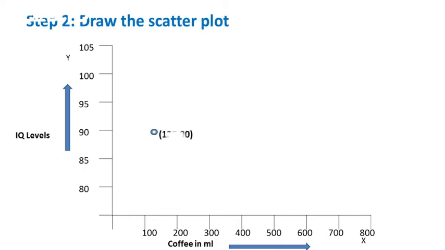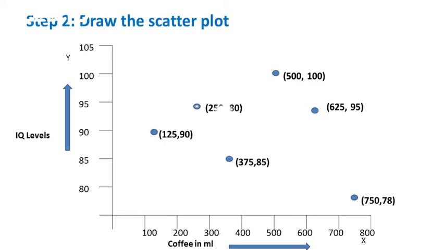A person who drinks 125 ml of coffee has an IQ level of 90. A person who drinks 500 ml of coffee has an IQ level of 100. A person who drinks 375 ml of coffee has an IQ level of 85. A person who drinks 625 ml of coffee has an IQ level of 95, and a person who drinks 750 ml of coffee has an IQ level of 78. A person who drinks 250 ml of coffee has an IQ level of 80.